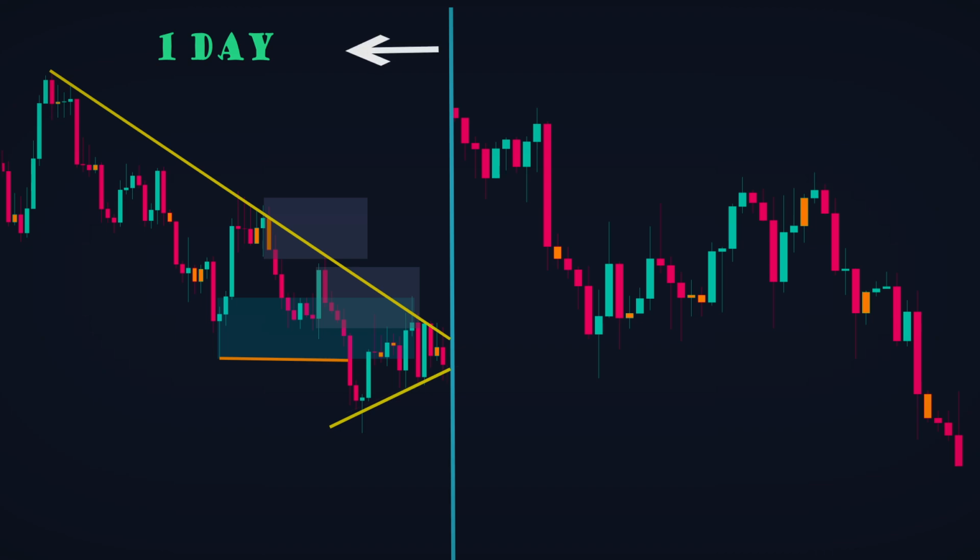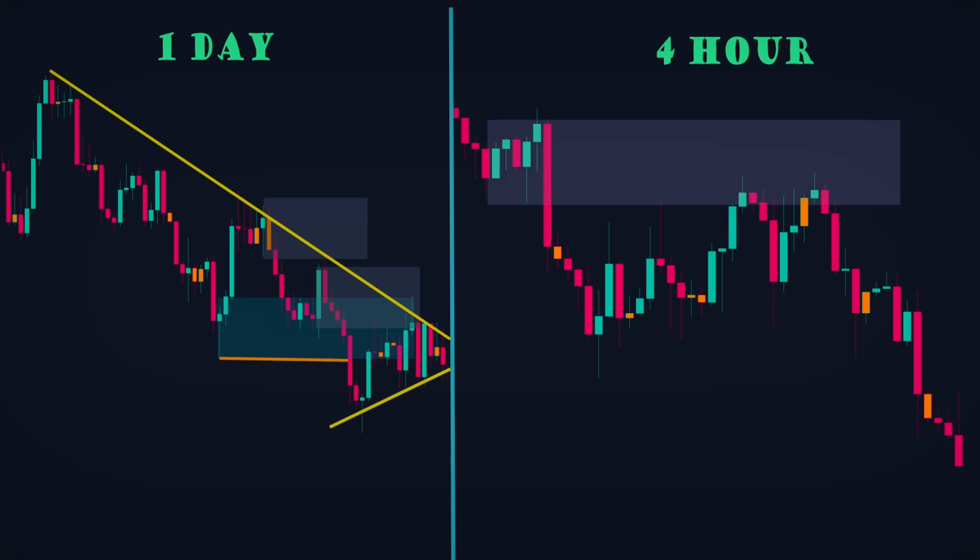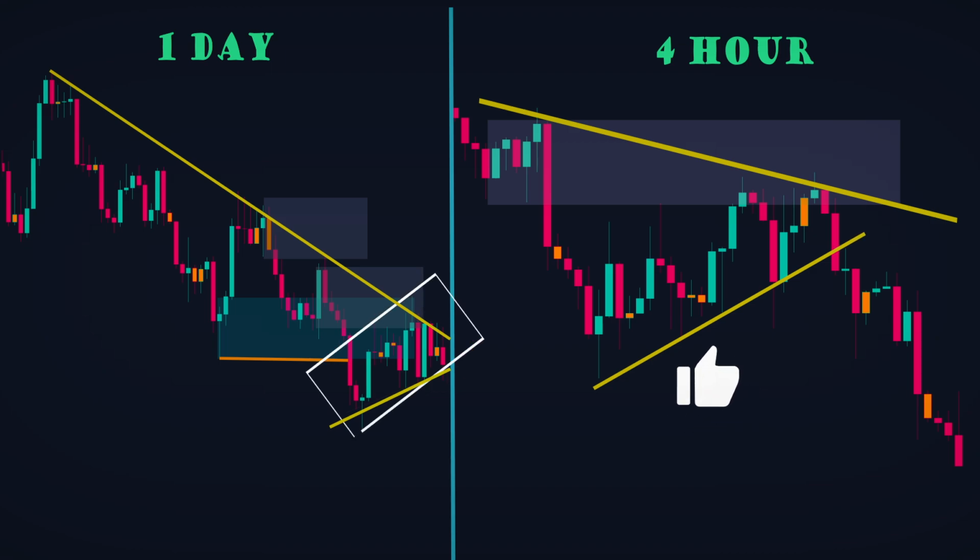On the left-hand side, we have the daily time frame, and on the right-hand side, we have the 4-hour time frame of the same chart. The resistance line shown here corresponds to the daily chart, and we can also see the same resistance level on the 4-hour chart. Similarly, the trend line visible on the daily time frame corresponds to the trend line on the 4-hour time frame. Trend line on the daily time frame aligns with the same mini trend line on the 4-hour time frame.